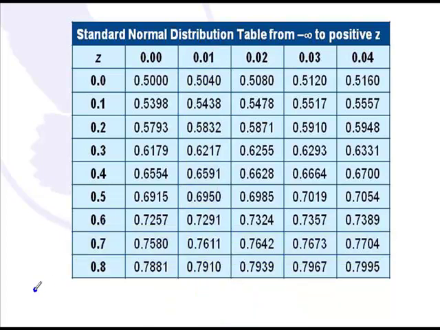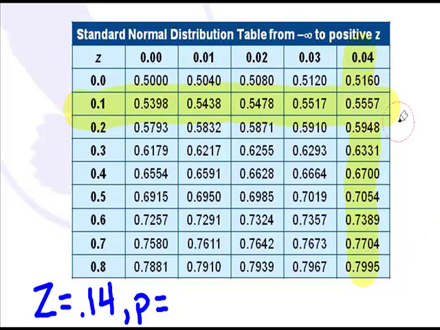Let's try another. Now let's find the probability of getting a z-score of 0.14. You're finding the probability. 0.1, traced with 0.04, which becomes 0.14 when put together. Oh, I love this part. Hello! The probability is 0.5557.